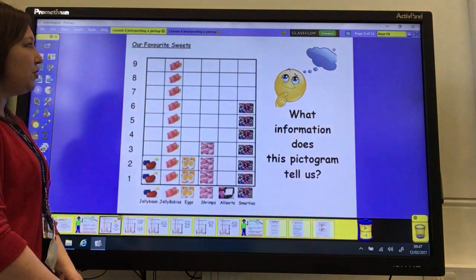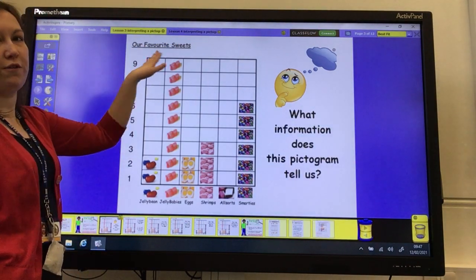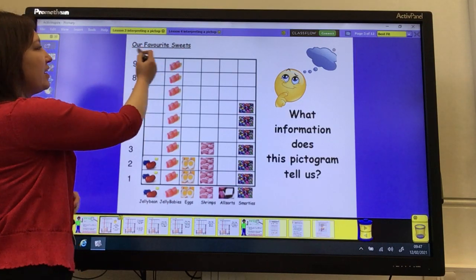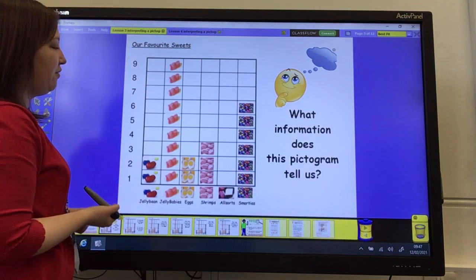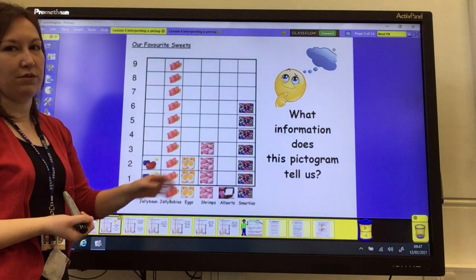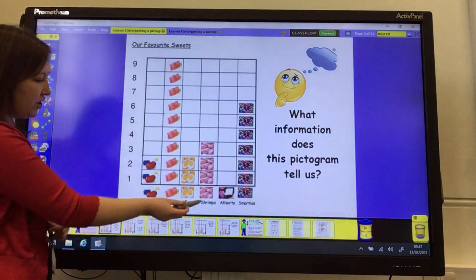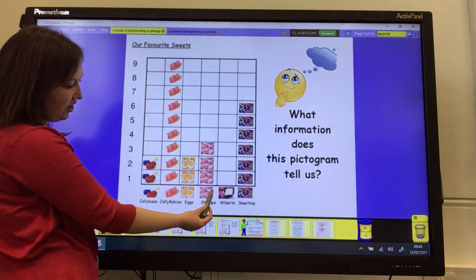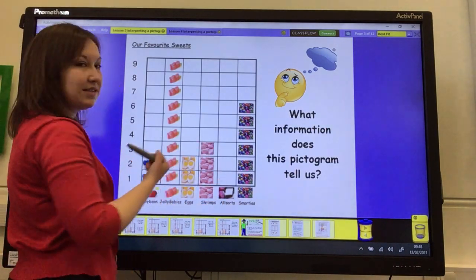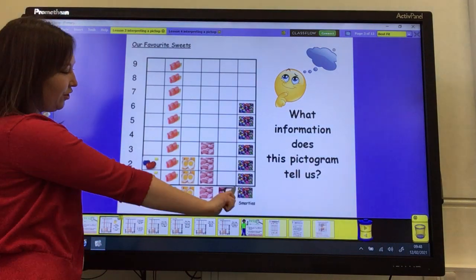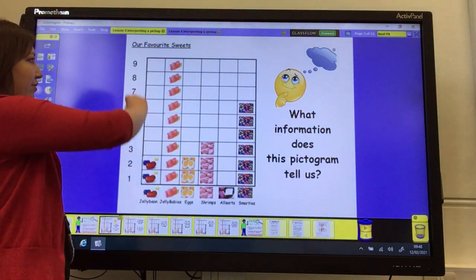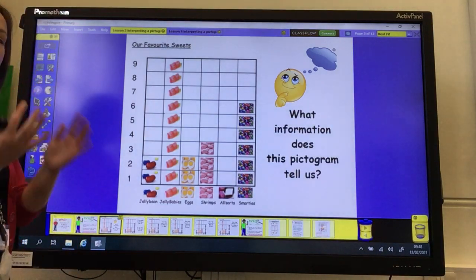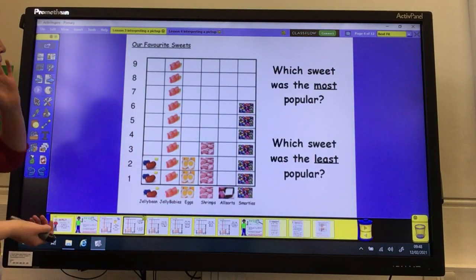Okay, well done if you said it's telling us all about the favourite sweets, and lots of you will have spotted this title at the top that says our favourite sweets. So we are finding out about some sweets. So at the bottom, which sweets have they got to choose from? We've got jelly bean, jelly babies, eggs, shrimps, all sorts, and Smarties. So those are our different categories to choose from. And remember, the number at the side tells us how many people chose that. So well done if you realised it was all about sweets today.